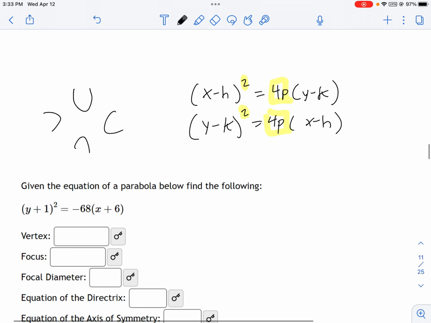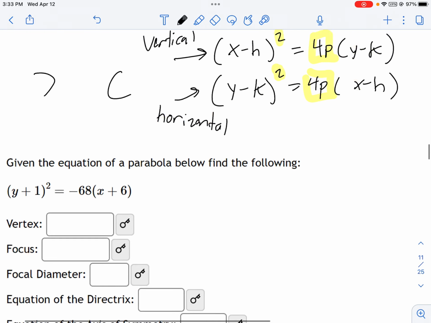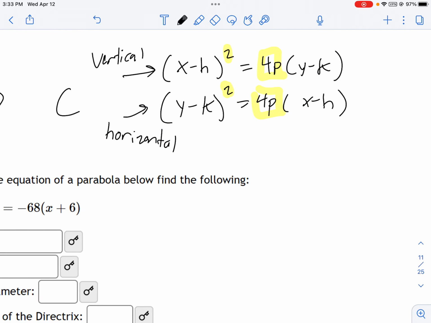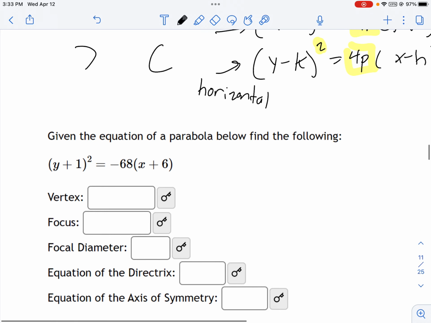Okay? Now, if x is squared, that is a vertical parabola. If y is squared, then it's horizontal. So if x is being squared, then it's either going up or going down, one or the other, not both. And if y is being squared, which is what we do have, then your option is either it's going left or it's going right. And how we determine left or right is you look at the 4p value.